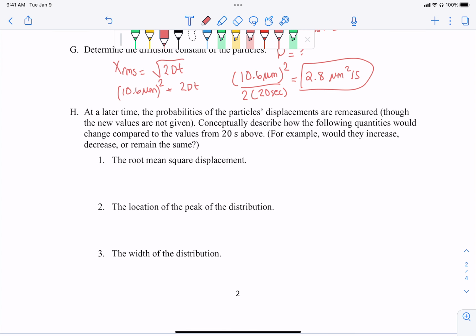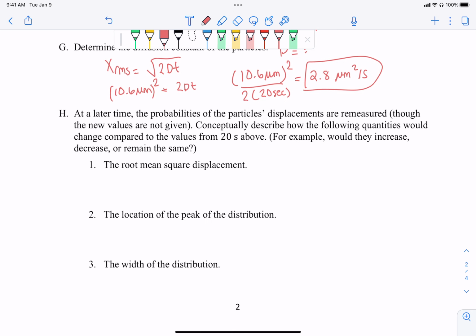For part H now, they're saying that at a later time, the probabilities that the particles' displacements are remeasured, though the new values are not given. Conceptually describe how the following quantities would change compared to the values from 20 seconds above. For example, they increase, decrease, or remain the same. So this is saying at a later time, right? So let's say 40 seconds, 60 seconds, 30 seconds, whatever.